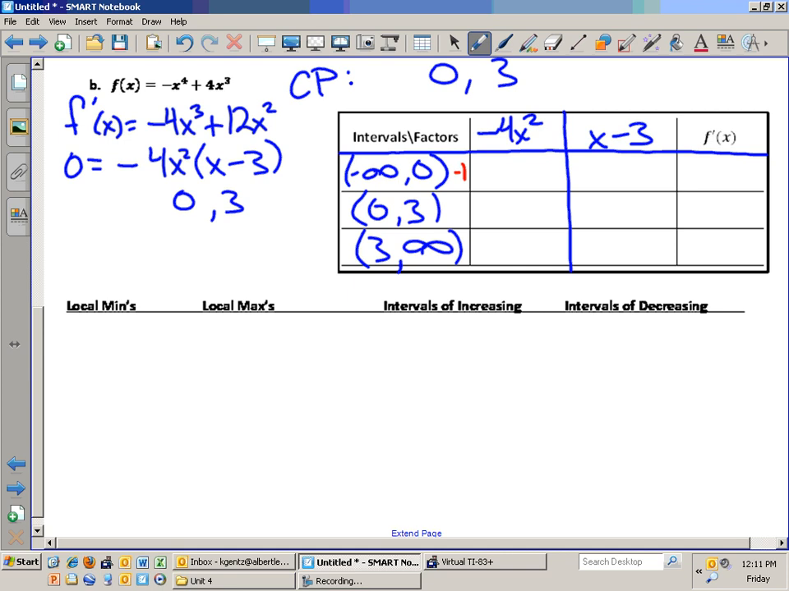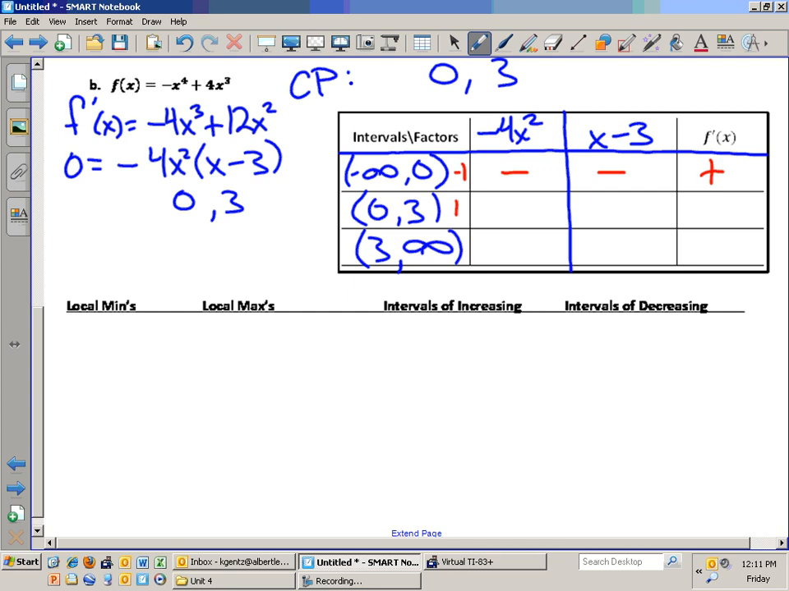-1. Sounds good. -4 times -1 squared, is that going to be positive or negative? It's going to be negative. -1 minus 3, negative. And a negative times a negative is positive. So it looks like it increases right away. Starts out by increasing. 0 to 3, what point would you like to check?